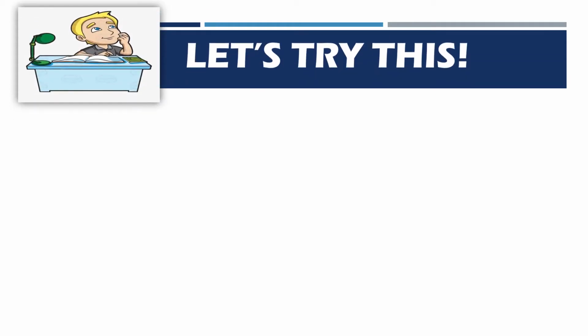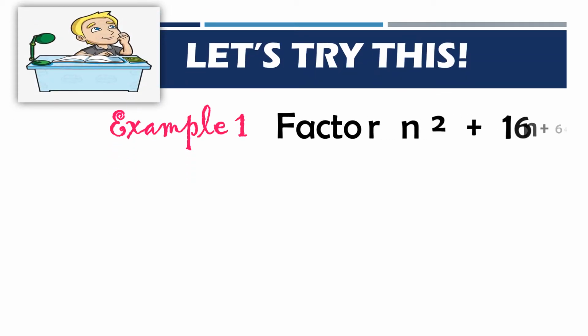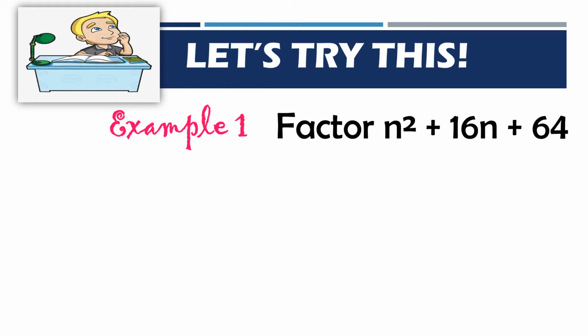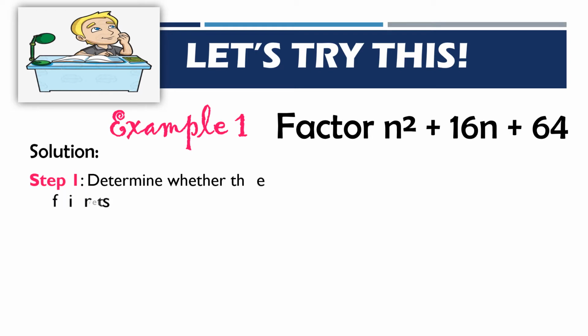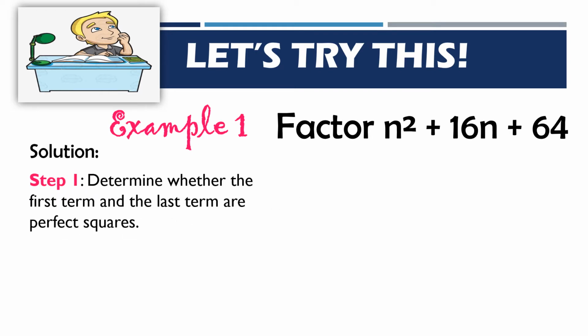Let's try this. Example number 1. Factor the expression n squared plus 16n plus 64. Solution. Step 1. Determine whether the first and the last term are perfect squares. So what is the first term? That's right, n squared. And the last term of the trinomial is 64. Let's check if they are perfect squares.